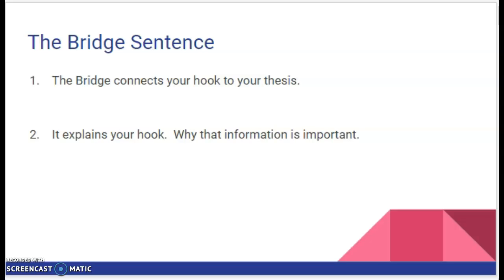Next is our bridge sentence. And our bridge sentence is a sentence that bridges your hook to your thesis. It explains why your hook is important, why that information is important to your paper, and how it fits to your thesis. It just creates a natural flow.